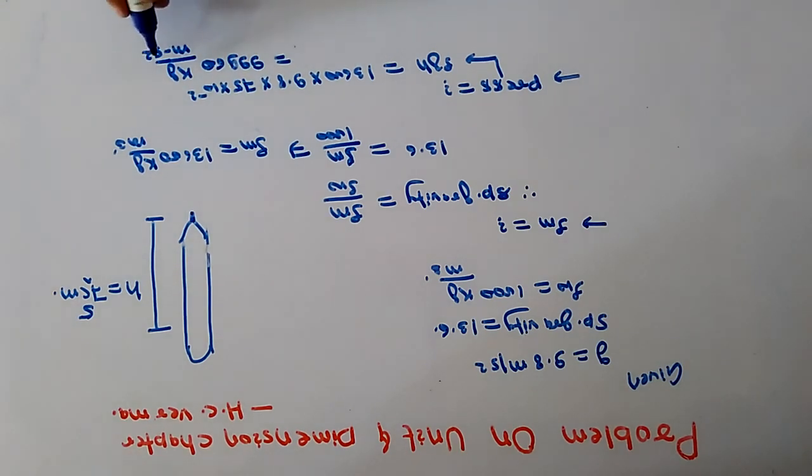So this will be 99960 Newton per meter square. Okay, I am stopping here, and I will continue with more problems on unit and dimension.